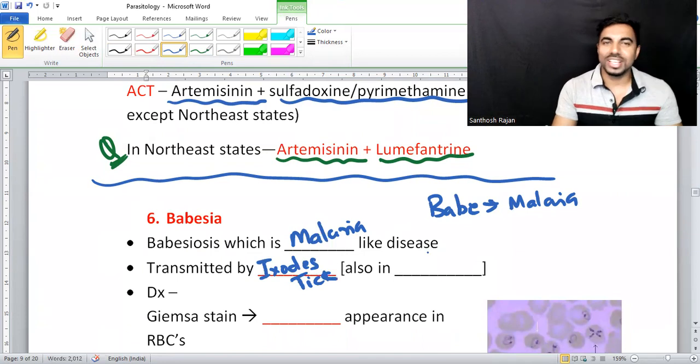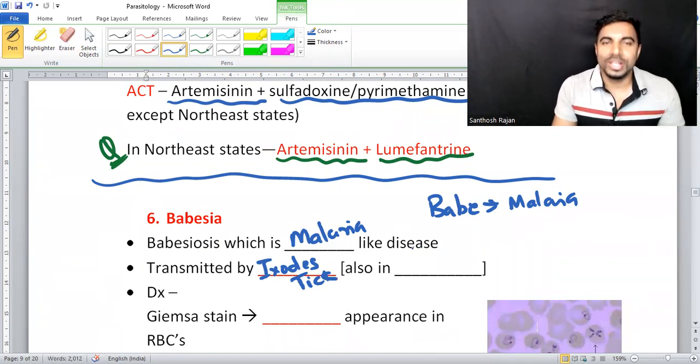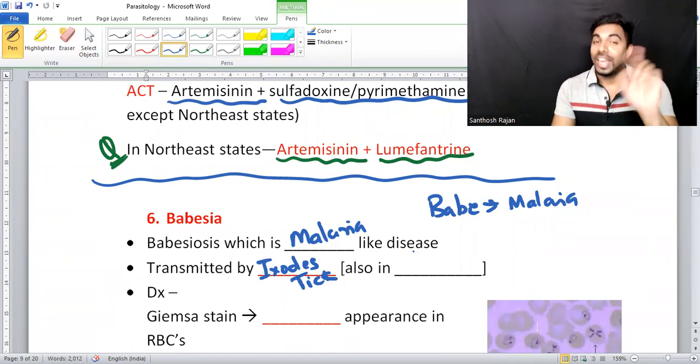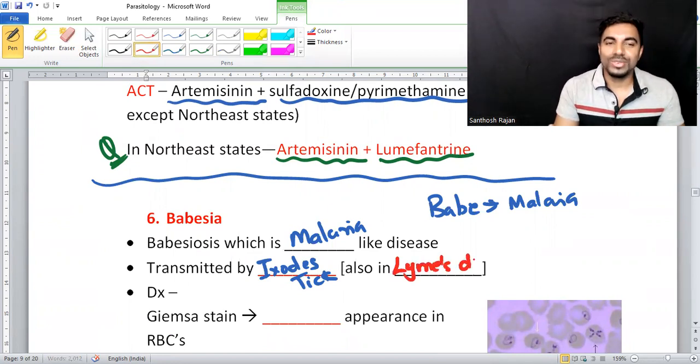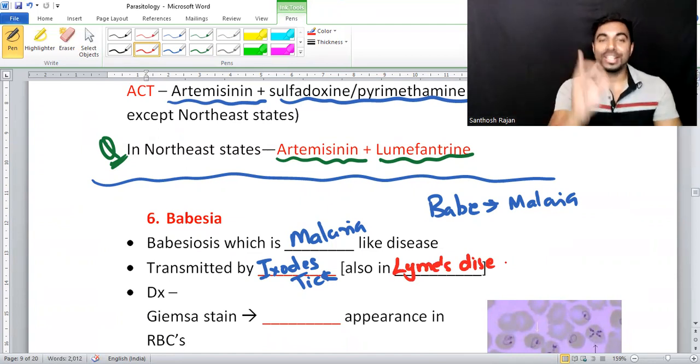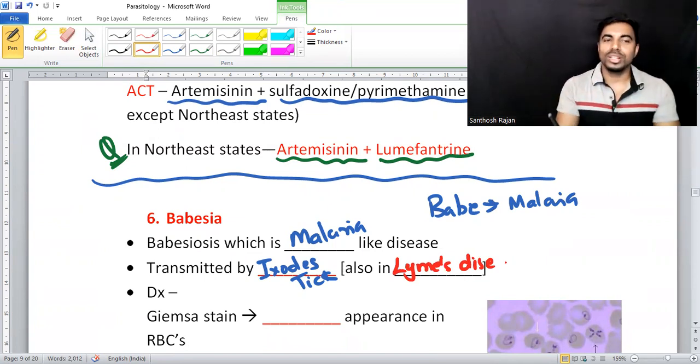Ixodes tick. Okay, Ixodes tick. Remember, tick baby. So tick baby is one thing. Tick, remember, but Ixodes tick. Ixodes tick is also seen in which fever, if you remember? Lyme disease also. The question may come there also or here. You can expect it wherever, I don't know, they will ask you. Okay. Ixodes tick is for babesiosis and also for Lyme disease. Babesia and Lyme, both the same.